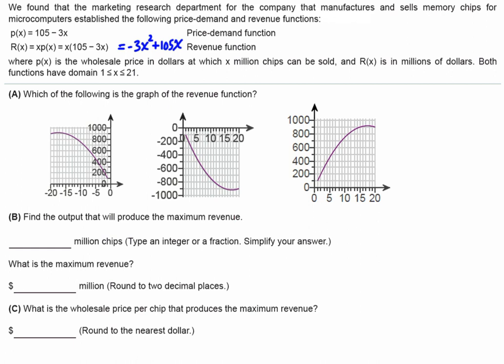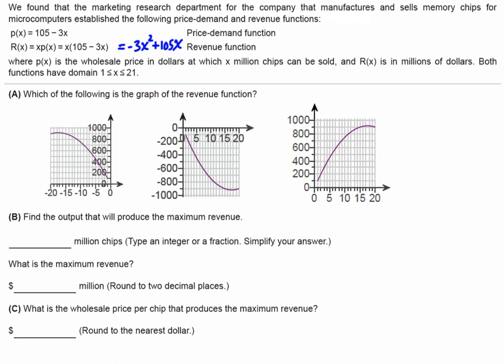We found that the marketing research department for the company that manufactures and sells memory chips for microcomputers established the following price, demand, and revenue functions. P of x is equal to 105 minus 3x, and then we have our revenue function, x times (105 minus 3x). Notice I went ahead and solved, and it's negative 3x squared plus 105x. This is in the form of the quadratic ax squared plus bx plus c.